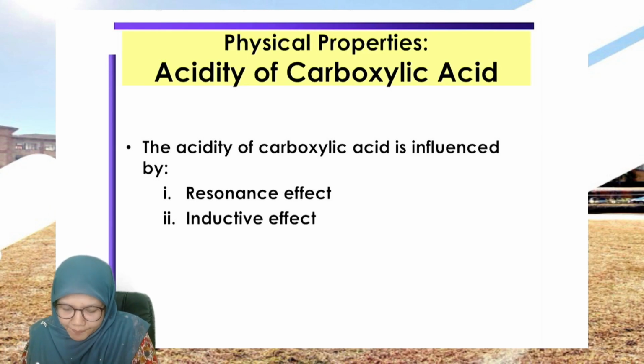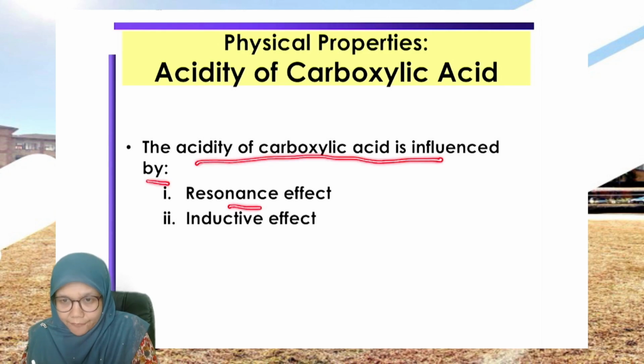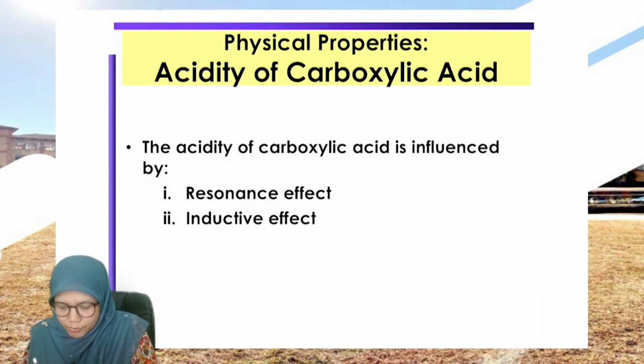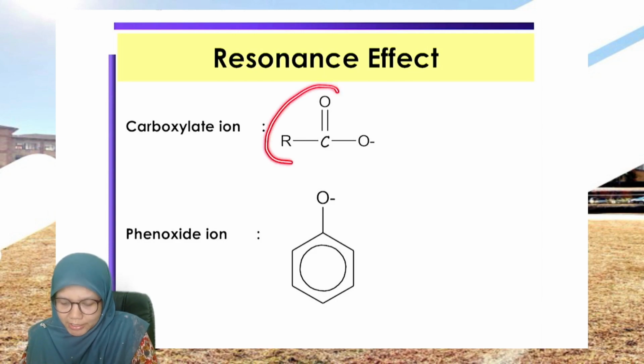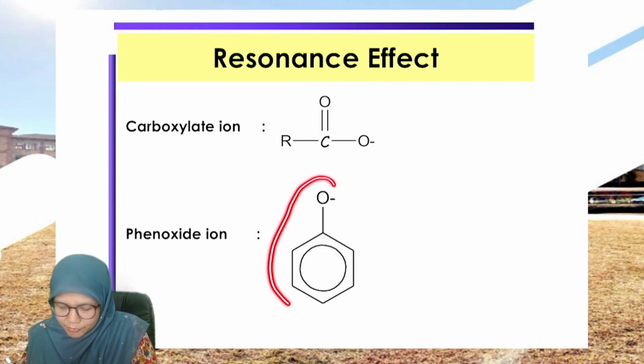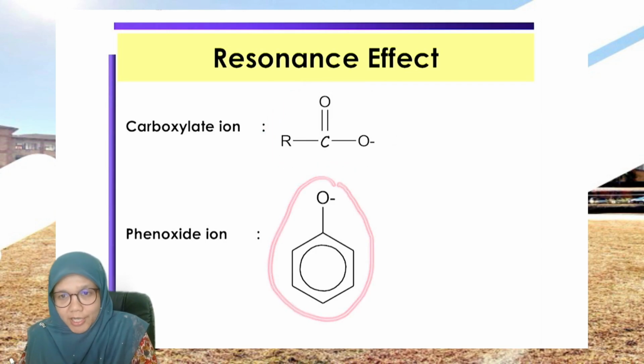Okay, kita lihat kat sini. The acidity of carboxylic acid is influenced by resonance effect. Yang pertama. Yang kedua, inductive effect. So, kita akan lihat apa maksud resonance effect dan juga inductive effect. Resonance effect, ada dua. Cuba kita lihat kat sini. Ini carboxylate ion, carboxylate ion dalam carboxylic acid lah. Ini phenoxide ion. Phenoxide ion ni terhasil daripada phenol.